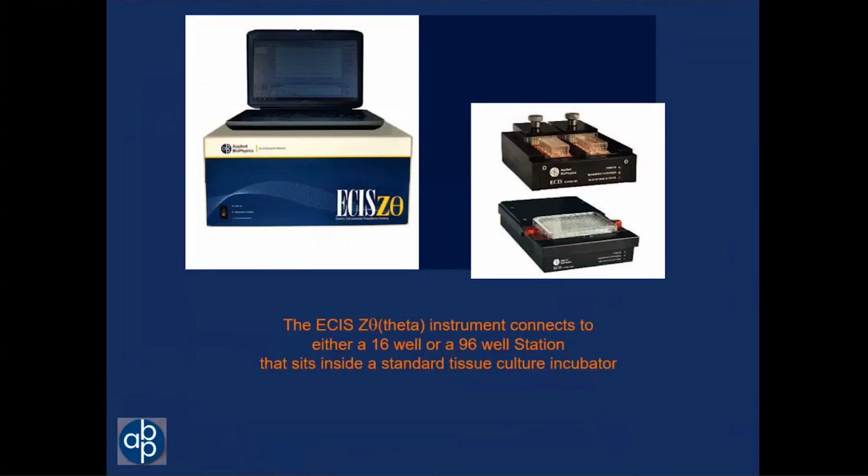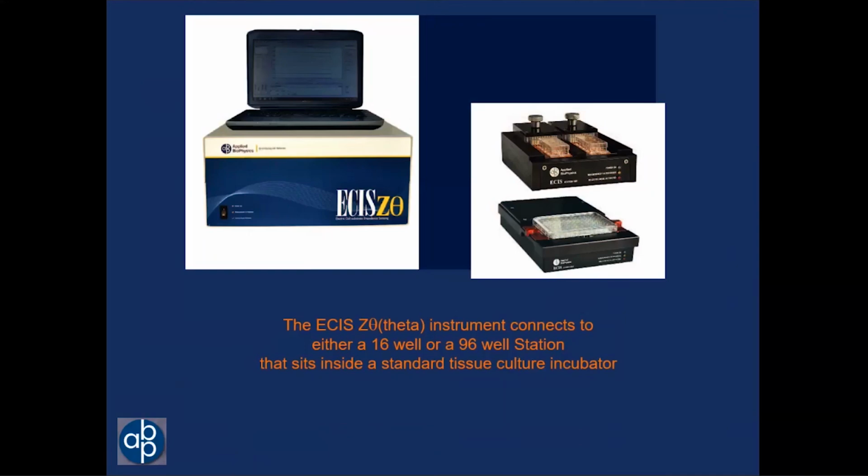Well, that's what I basically wanted to cover today. The ECIS Z theta instrument was used for all of the measurements you saw today. This comes with either a device in the incubator that supports 2 8-well arrays or a 96-well. And this part of the group that's shown on the right-hand panel is actually in the tissue culture incubator.